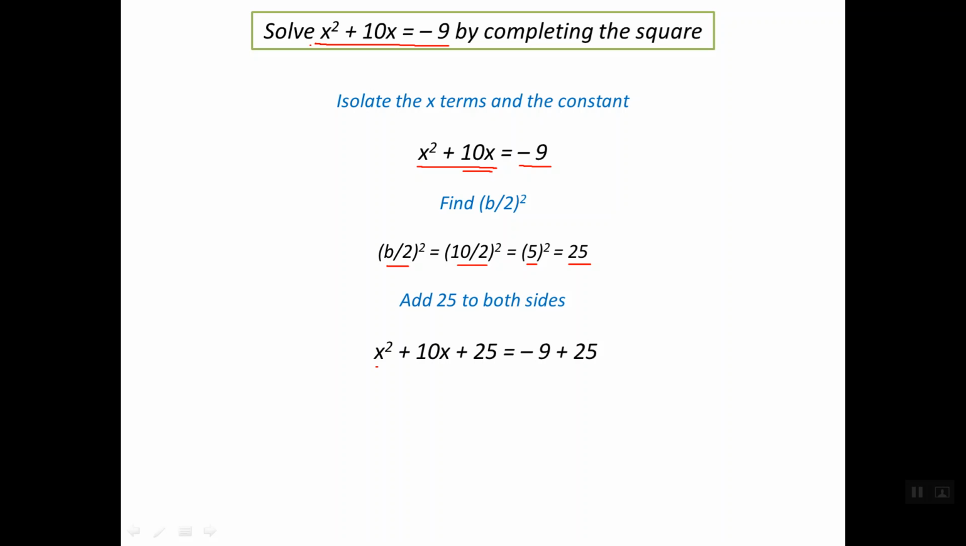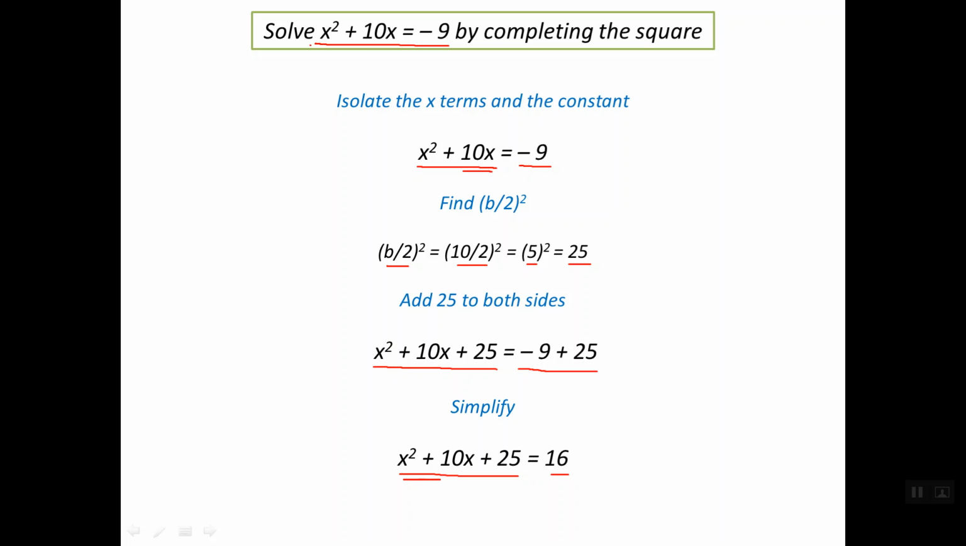So the left side becomes x squared plus 10x plus 25, which we added, is equal to minus 9 plus 25 on the right side. So the equation is still balanced. Now we can simplify the right side of the equation. So x squared plus 10x plus 25 is equal to 16.